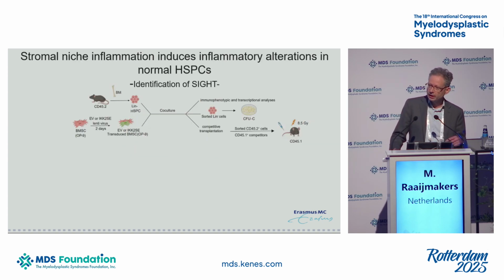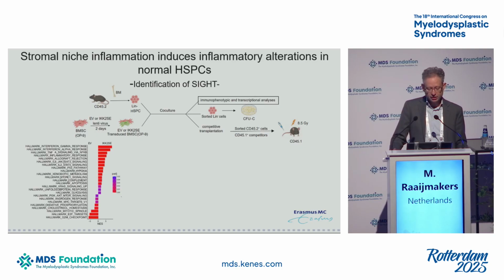So that's why what we did here. Here we switched to the mouse system, where we isolate stem progenitor cells from mice and then co-culture them on stroma in which we genetically induced NF-kappa beta activation. And we did this by constitutive overexpression of the IKK. And what we then observed is that if you take normal hematopoietic stem cells, co-culture them with this inflamed stroma, you see again activation of these inflammatory pathways, at least at the transcriptional level. Again, very reminiscent of what we observed in low-risk MDS.